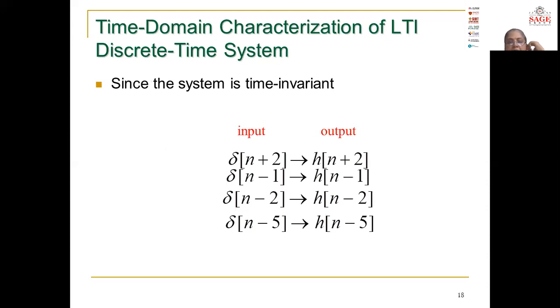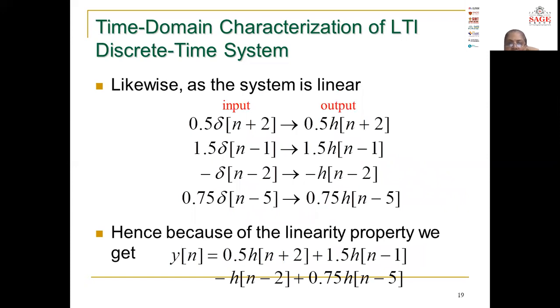The system is time invariant. So what we have shown is that the impulse is shifted by 2, so the output response will also be shifted by 2. This is the impulse shifted to n equals 1, and the response is also shifted to n equals 1. So the shifted impulse input corresponds to the shifted response at the output. Likewise, we have applied an input multiplied by 0.5. We have scaled the impulse, so the output response is also scaled along with the shifting operation.